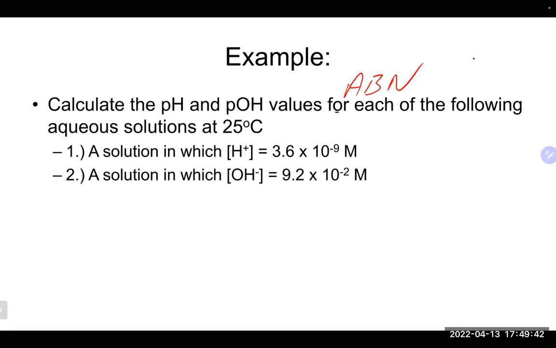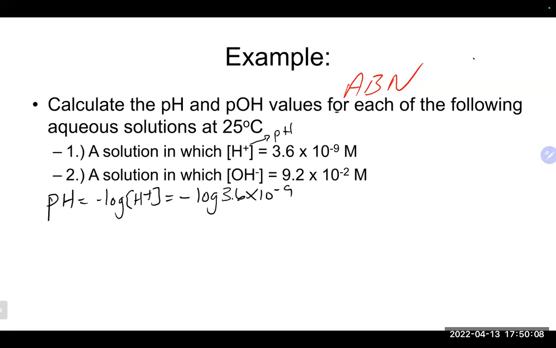We have a solution with an H plus concentration of 3.6 times 10 to the minus 9. So we do have the H plus concentration, and from that we could directly calculate two things. We could calculate the OH minus concentration using Kw, but in this case we're looking for the pH, so we could directly calculate the pH from that. The pH would be minus the log of the H plus concentration, or H3O plus, same thing, minus the log of 3.6 times 10 to the minus 9.